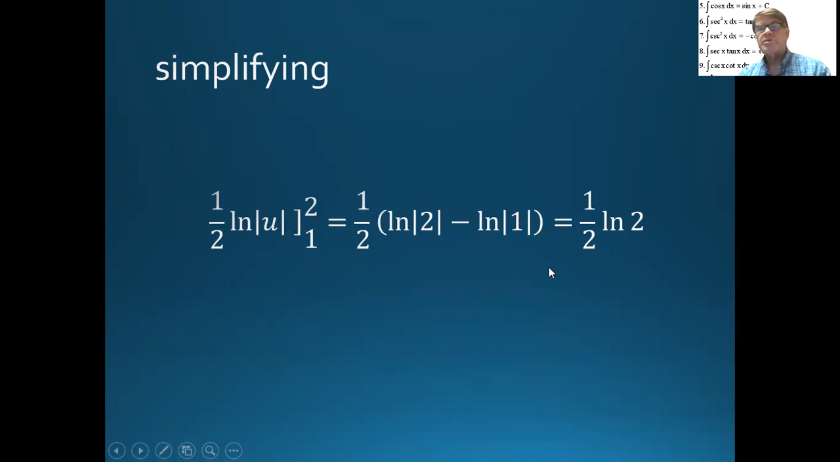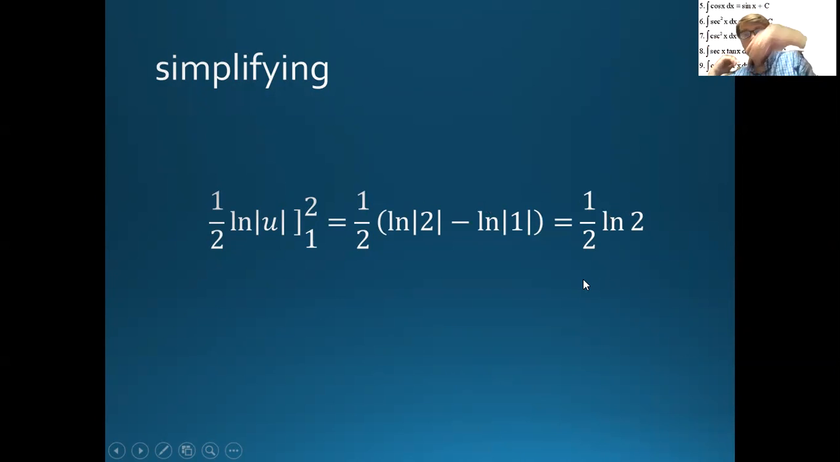Well, natural logarithm of 1, here's another muscle. Oh, this one's going to be sore. If you look at the graph of the natural logarithm, it crosses the x-axis at 1. So when you take the natural logarithm of 1, it's 0. That's when it crosses the x-axis. And so this is going to disappear, and we're left with 1/2 the natural logarithm of 2.